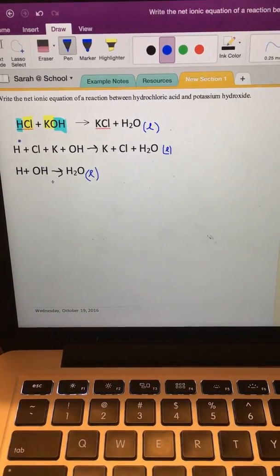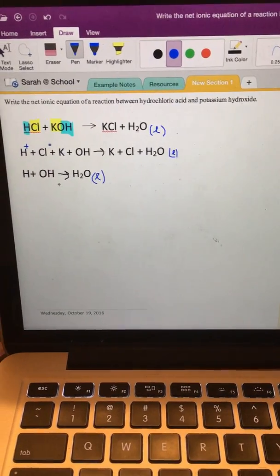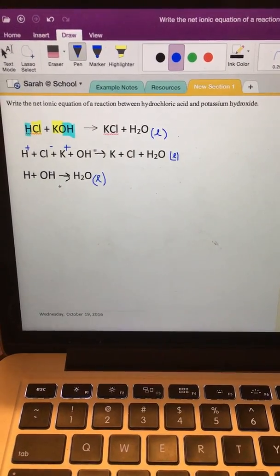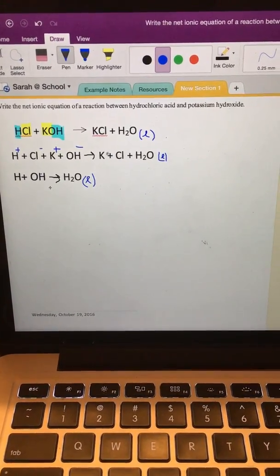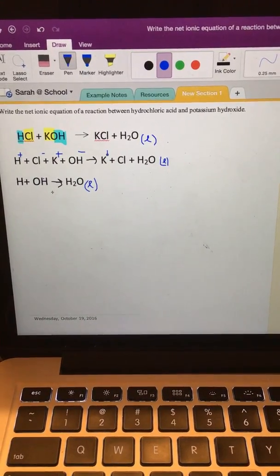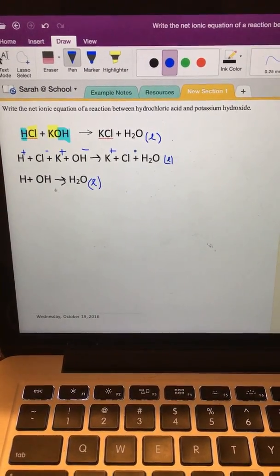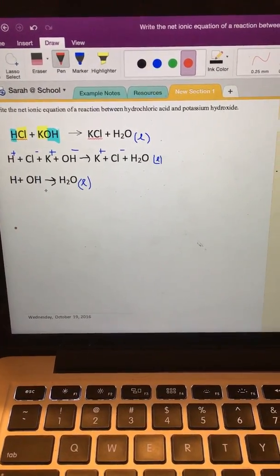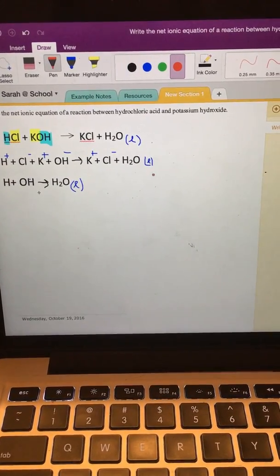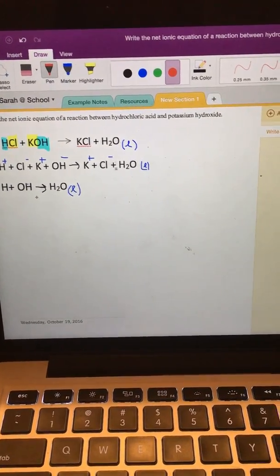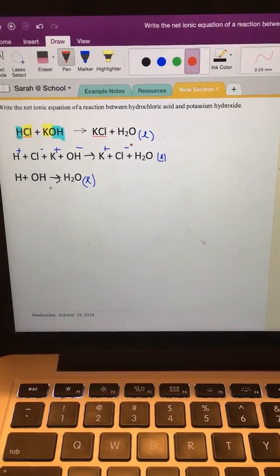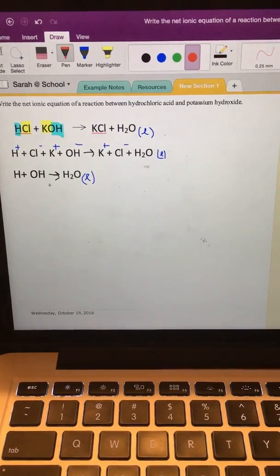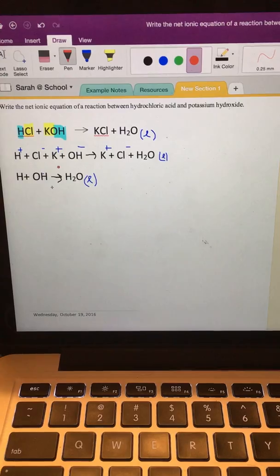So we know that the hydrogen has a +1 charge, that the chlorine has a negative charge, that the potassium has a +1 charge, that the hydroxide has a negative charge, that the potassium has a plus charge, and that the chlorine has a negative charge. And we can find this by knowing that the group of each of these molecules tells us where they lie in the periodic table and what charges they have based on what group they're in.